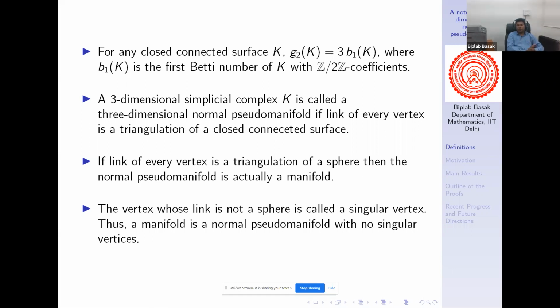And here we use two terms. One is singular vertex and one is non-singular vertex. So if the link of a vertex is a sphere, then we call it a non-singular vertex. And if the link of a vertex is not a sphere, that is, it is just RP2 or torus or some connected sum of those, then we say that vertex is a singular vertex, and that surface is called the singularity of that vertex. So therefore, a normal pseudomanifold with no singular vertices is actually a manifold.